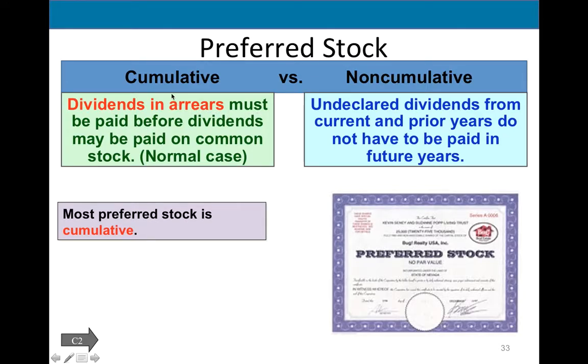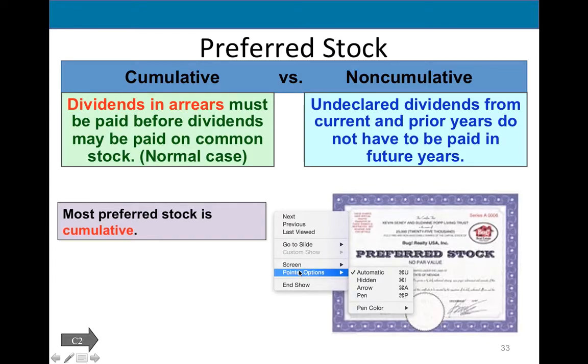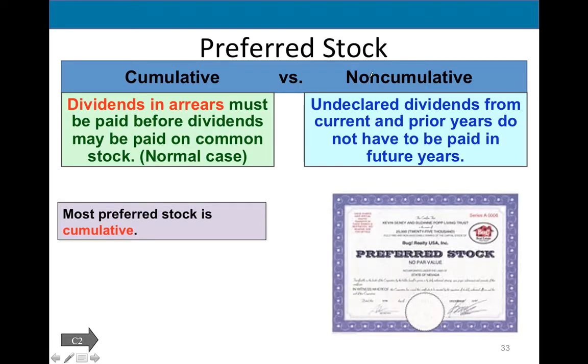It could be dividends in arrears for 3 years. It means we did not pay dividends to preferred stockholders for 3 years. This is year 4, so we have to pay dividends for all 4 years before any other dividends could be paid to common stock. So theoretically, some preferred stock could be non-cumulative, but in reality, all of it is cumulative. And we will assume that all preferred stock is cumulative for all problems you do in your homework.